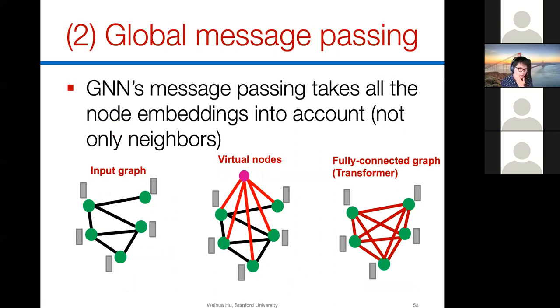The second trend we observed was that global message passing is really, really effective. What this means is that, as I described before, in each round of GNN message passing, usually the GNN just takes the features and aggregates the features of the neighboring nodes. So the input graph is like this, but the winners actually introduce virtual nodes. Actually, in our baseline experiment, we also do this, but the winners either have a virtual node that's connected to all the rest of the nodes in the graph, or they have a transformer-style fully connected graph.